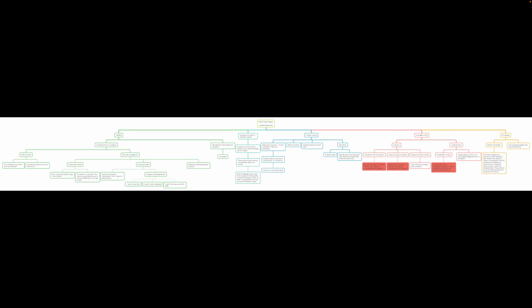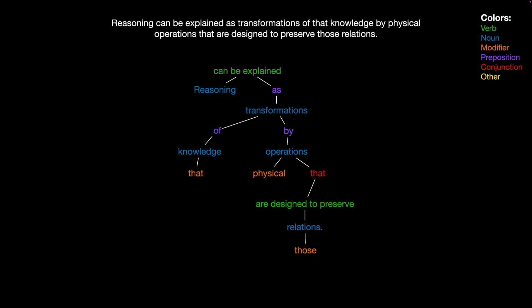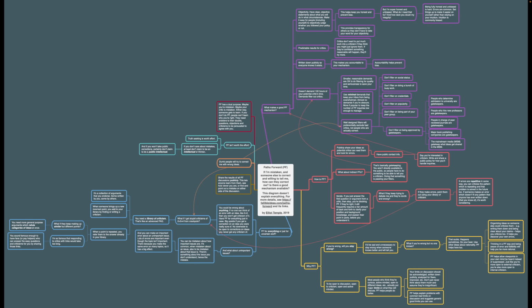This one's about how to think. This one is about objectivism and counter-arguments and counter-counter-arguments. More grammar. This is a paragraph tree about how the sentences in a paragraph are organized and fit together. It compares my tree on the left to one made on the right. This one is about paths forward, a philosophical concept I developed. The color coding helps you see different sections of the tree.